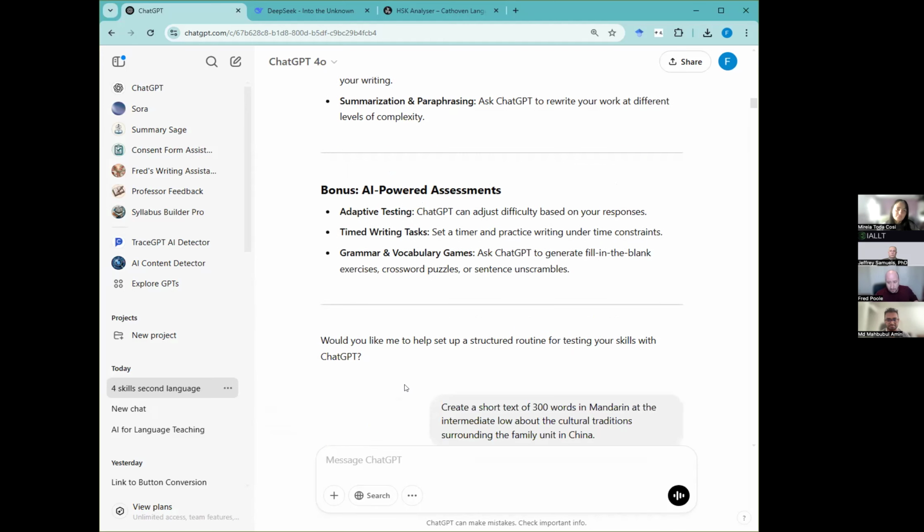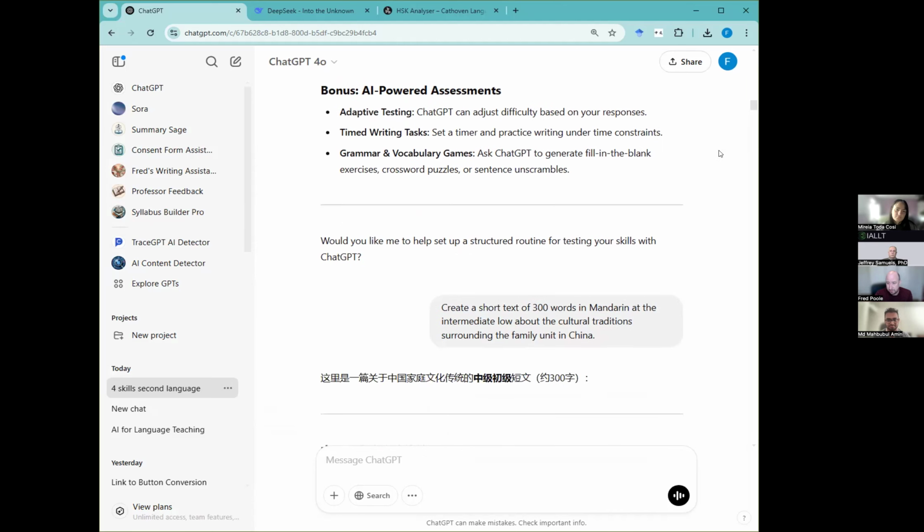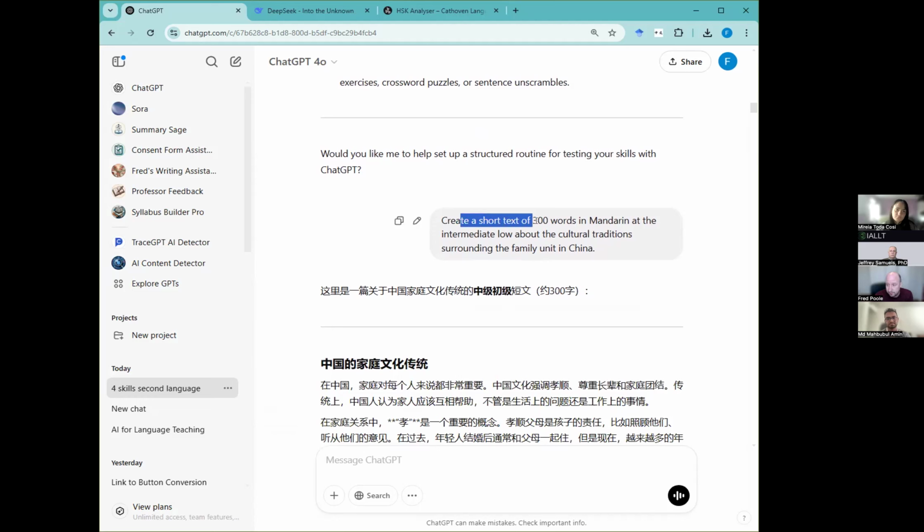So moving on to the next one, and I think the next one is something that a lot of teachers are probably interested in doing, which is just generating a text in general, right? So for this one, I asked it to create a short text of 300 words in Mandarin at the intermediate low level about the cultural traditions surrounding the family unit in China. This is something that I think a lot of people would be interested in.